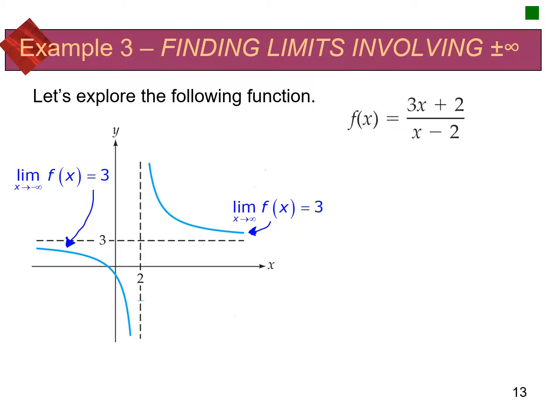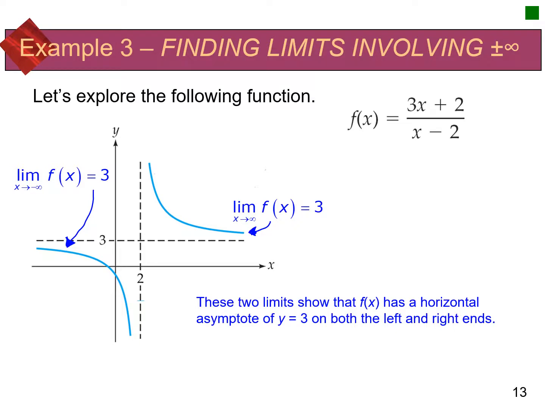When you see this kind of behavior, when x is approaching a value involving infinity, whether it's infinity or negative infinity, and it's equaling a numeric value, that's the indication that you have a horizontal asymptote, and that's how it's interpreted using limits. So these two limits show that f of x has a horizontal asymptote of y equals 3, on both the left and right ends. There are some functions that sometimes will have a different horizontal asymptote on one side than another, but those tend to be piecewise functions, and we're not going to be worried too much about that at this point.